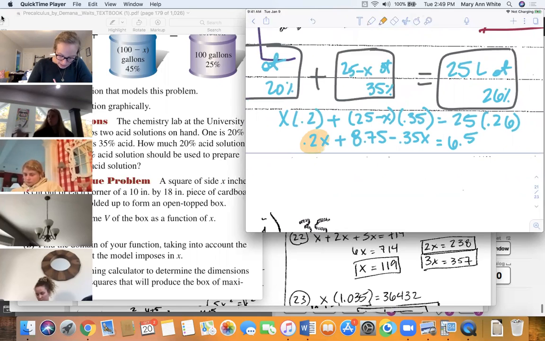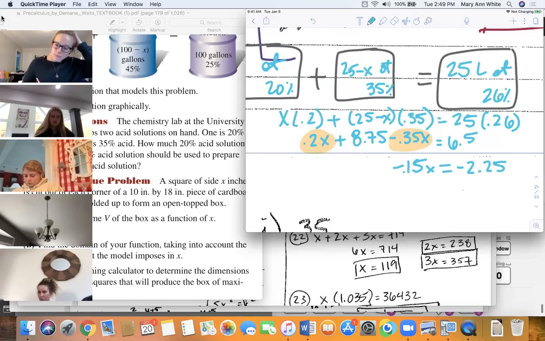I'm going to combine my like terms, 0.2 minus 0.35 is negative 0.15x. And then I subtract my 8.75 from both sides, and I get negative 2.25. Divide by negative 0.15, and I get x equals, oh, this is a nice number, 15. It's a nice, pretty number.